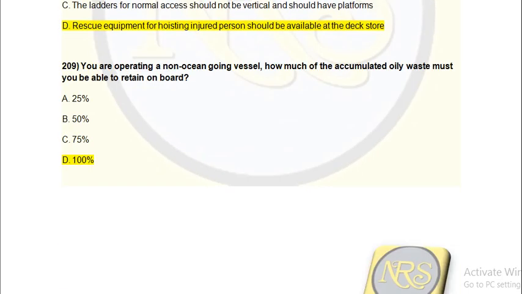Question number 209. You are operating a non-ocean going vessel. How much of accumulated oily waste must you be able to retain on board? Option A, 25%, option B, 15%, option C, 75%, option D, 100%. This is a non-ocean going vessel. That means the ship will be operating in territorial water.